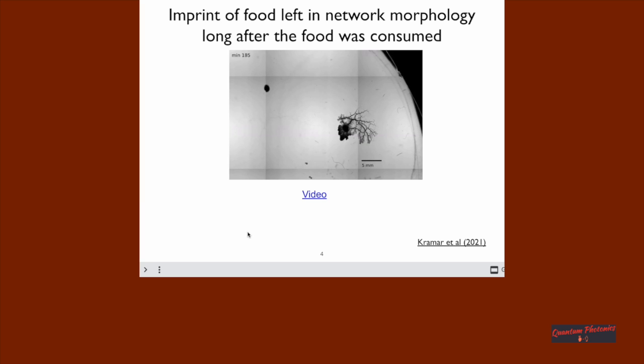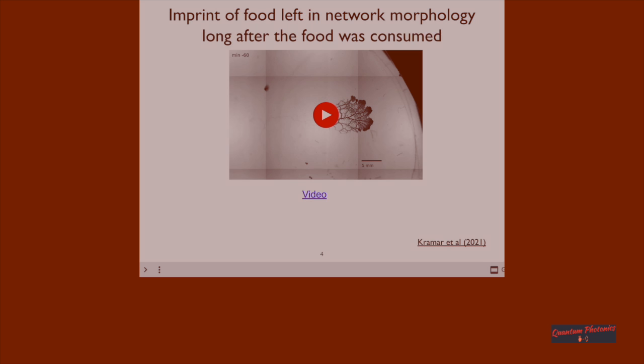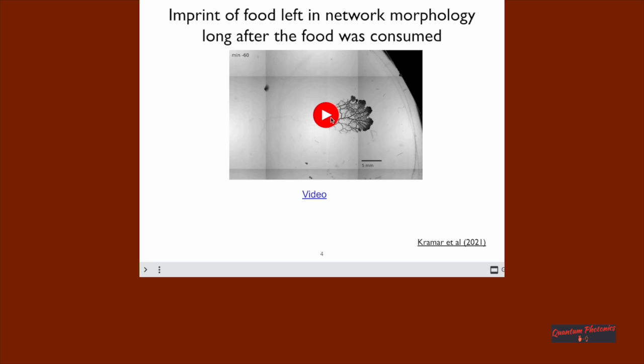You can see it at minute 90 that the organism basically reaches the food at minute 90 in the snapshot. And what happens after a long time at minute 310 is that the organism completely consumes the food. But even though the organism has completely consumed the food, the organism still retains some big tubes around the location where the food was applied to.